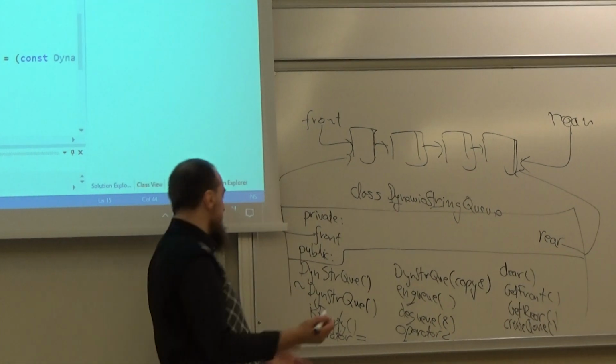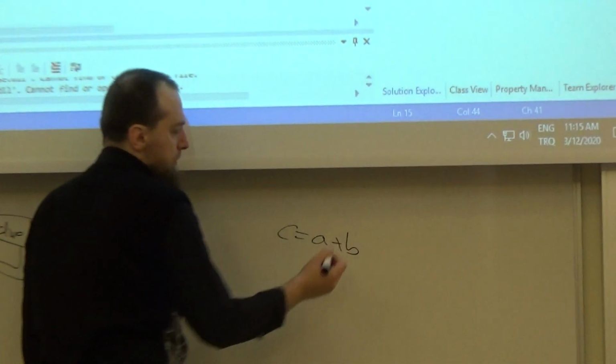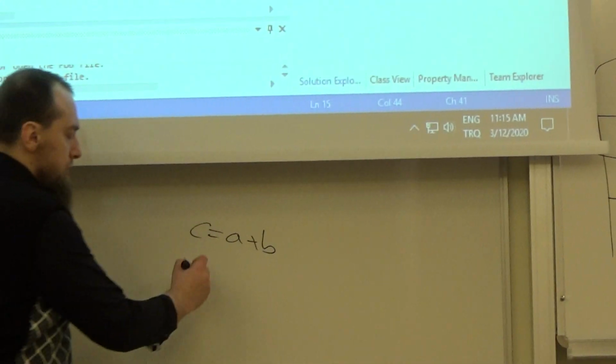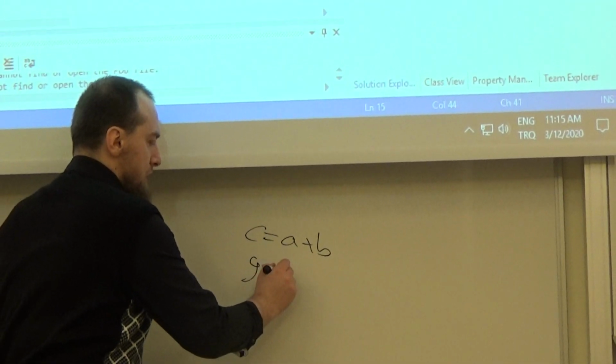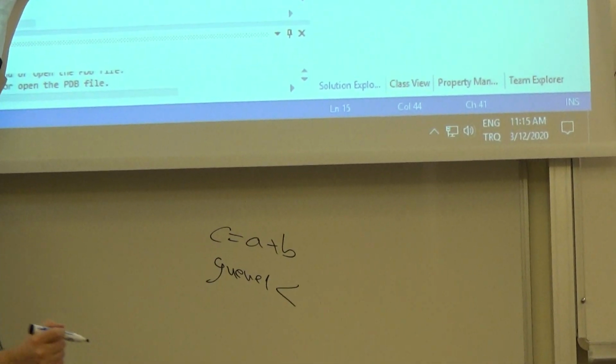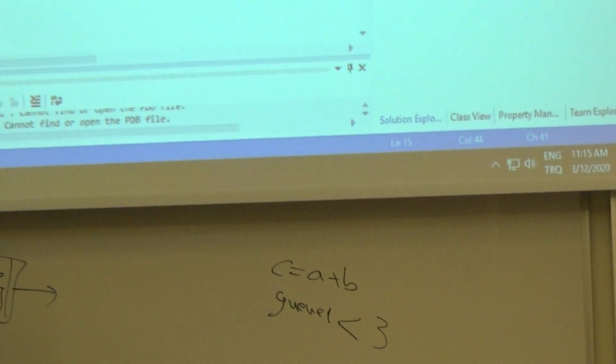Okay, we've seen with integers something like c is equal to a plus b, and we know what it means. What do we mean by this in queues? What do we mean if I say q1 is smaller than, I don't know, it takes an integer as a parameter, is smaller than 3? What do we mean by this? We are going to define it in our function.